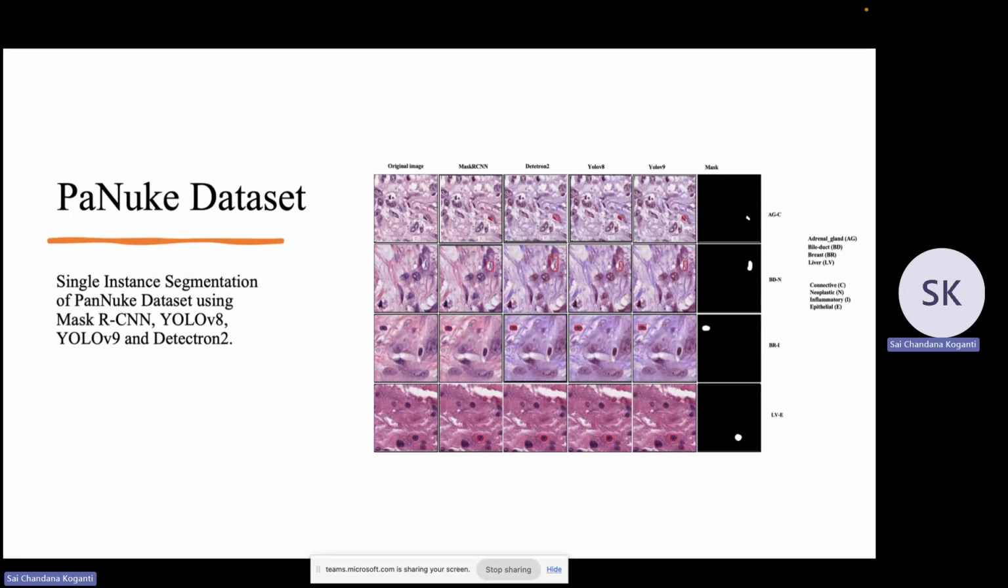To conclude, this research shows the importance of choosing the right model and applying effective pre-processing techniques. Our findings can help researchers in selecting the best model for specific diagnostic tasks.